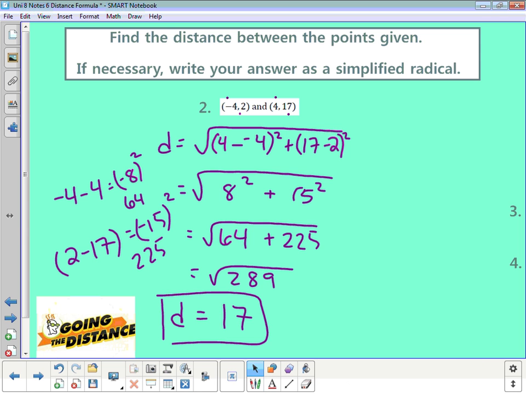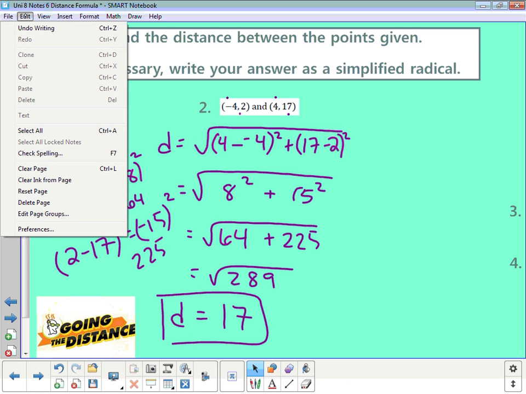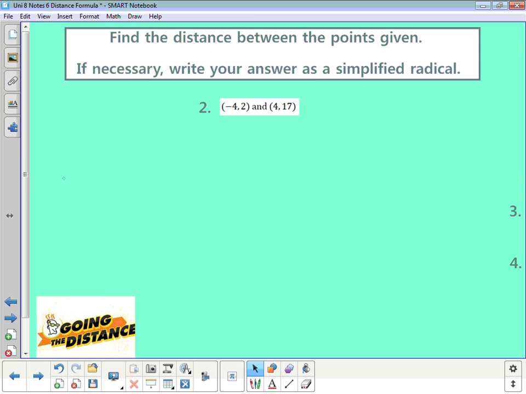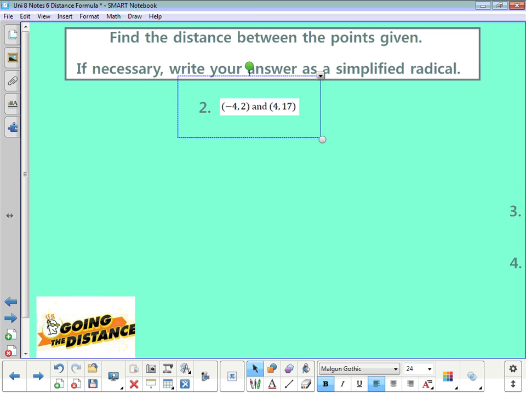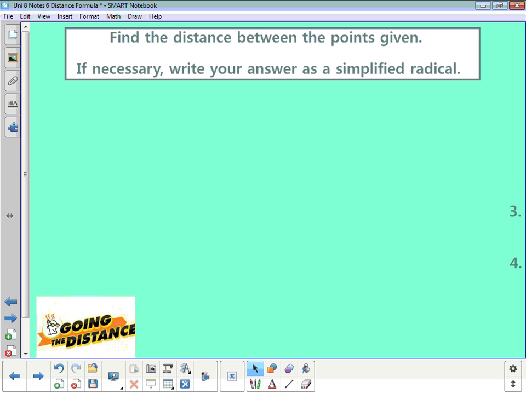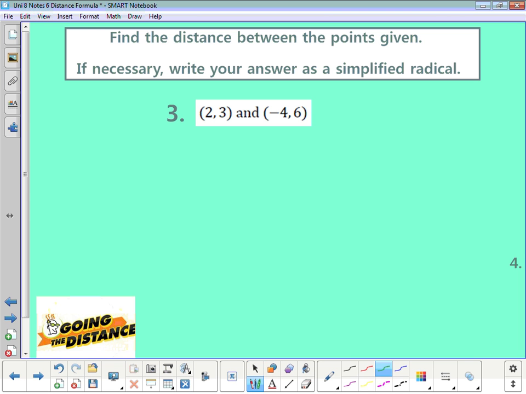Okay. Let's try number 3 together. Remember, you can always pause and rewind and back up in these videos if you missed something or need to see something again. You can always do that. In number 3, we're looking at the 2 points (2, 3) and (-4, 6). So let's start by plugging it into the formula.